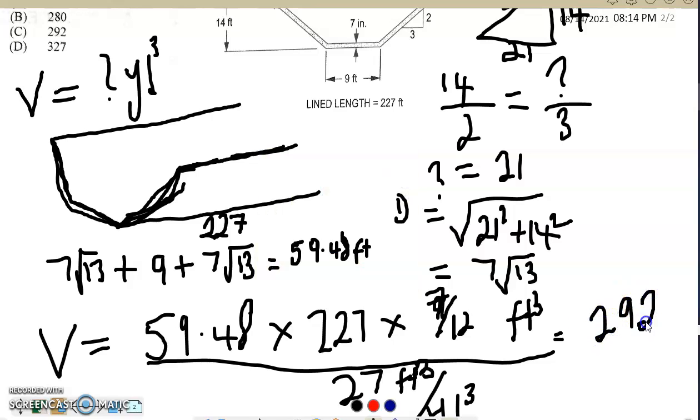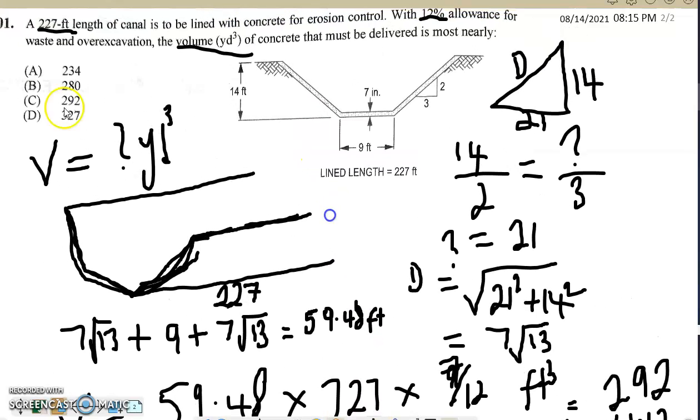Don't forget that we have the waste. Now we have to multiply it by the waste, which is 1.12. The way you do the waste is 1 plus the 12%. Let me use my calculator quick, times 1.12. It will give me 327. And the answer for that should be D. D is your answer. Let me circle that. I hope that helped you, and I'll see you guys in the next question. Thank you.